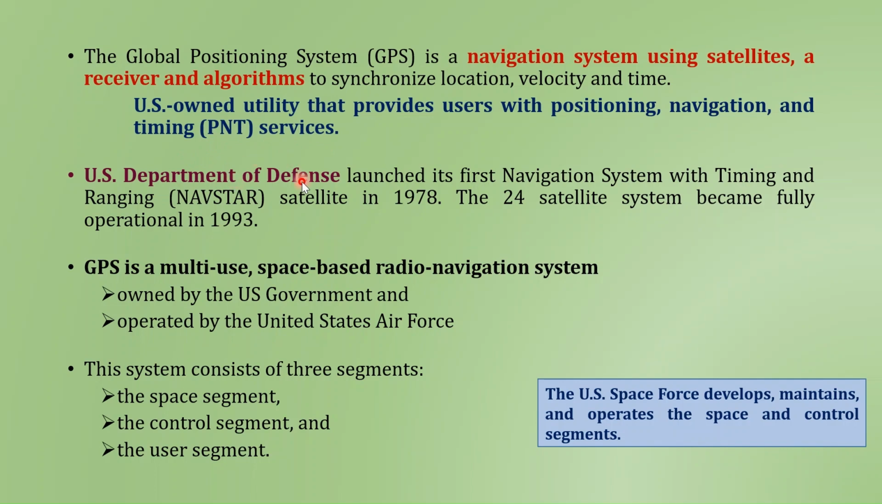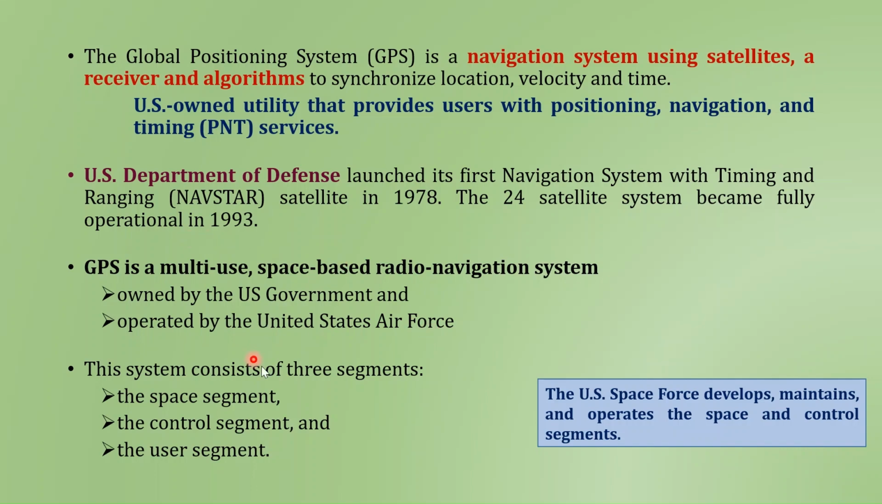The US Department of Defense launched their first navigation system with timing and ranging satellite in 1978. So this GPS was originally referred to as the Navstar, which has the full form Navigation System with Timing and Ranging. So the first satellite was launched in 1978 and the 24 satellite system became fully operational in 1993. So GPS is a multi-use space-based radio navigation system which is owned by the US government and is operated by the United States Air Force.